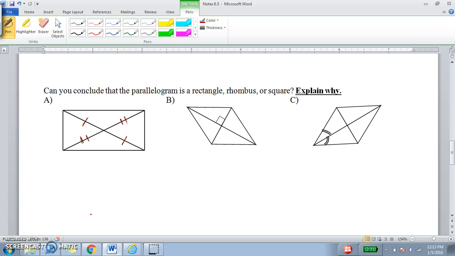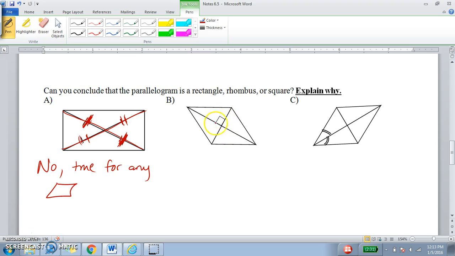In order for this to be a rectangle, which is what it looks like it might be, we would need to know that all 4 of these pieces are congruent to each other. Because in a rectangle, the diagonals themselves, this whole piece and this whole piece, are congruent to each other, and they bisect each other, so all 4 pieces end up being congruent. But since we only had this piece congruent to this piece and this piece congruent to this piece, this would not work, because this is true for any parallelogram.